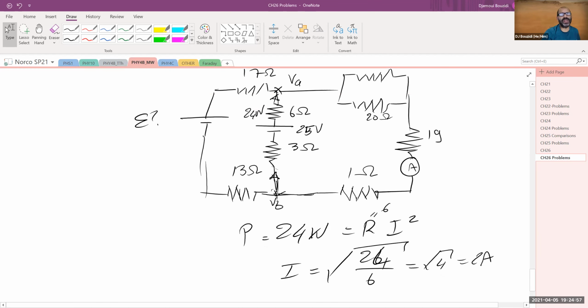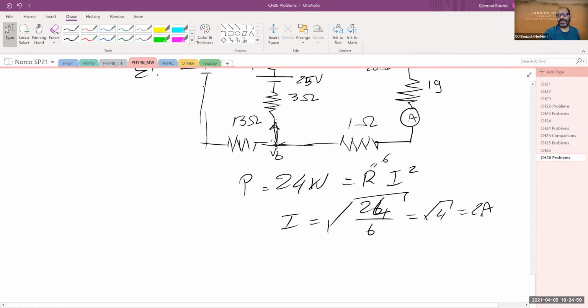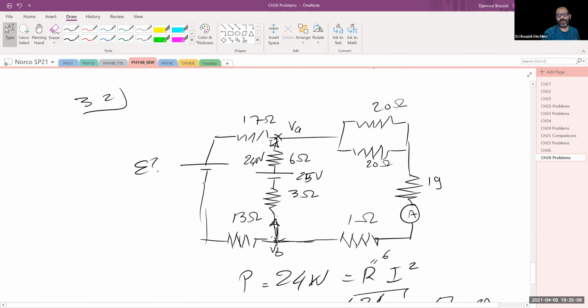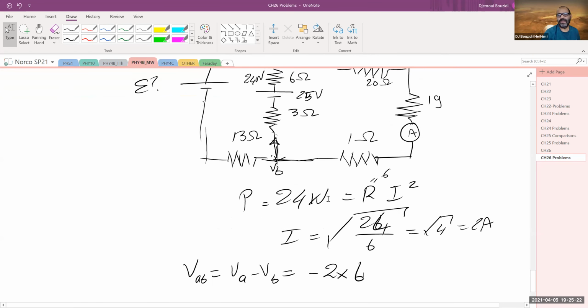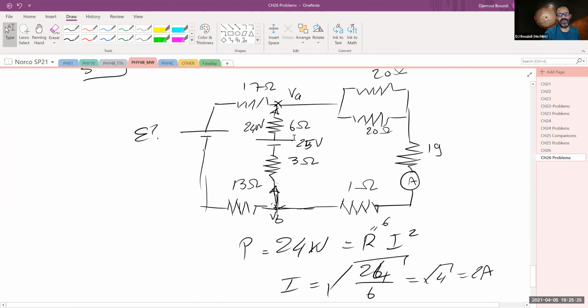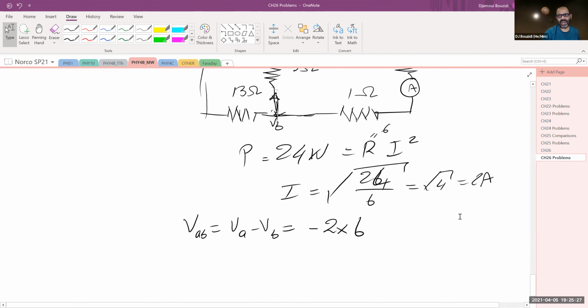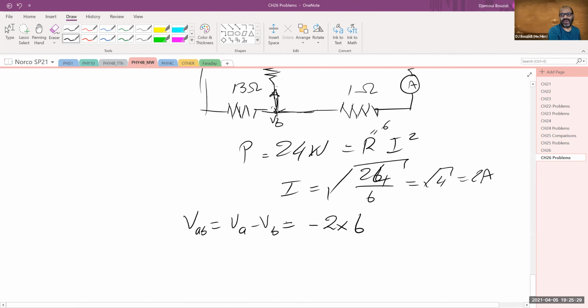So from here, I can find the voltage drop between A and B. The voltage drop between A and B is going to be V_AB, which is V_A minus V_B. Again, I'm going against the current, so I'm actually rising in potential by 2 amps times 6 ohms. So it's going to be negative 2 times 6, I times R. Plus, I'm coming from the positive side of this battery to the negative side, so I'm actually dropping by 25 volts, plus 25 volts.